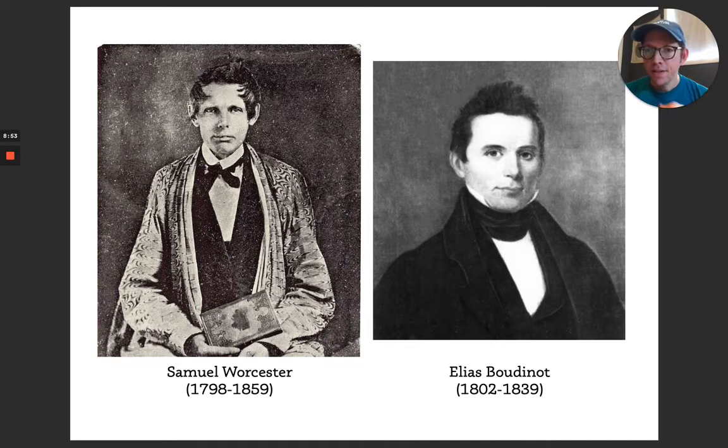This guy on the right is Elias Boudinot. He's a Cherokee man who was selected in 1828 by the General Council of the Cherokee Nation to be the editor of a newspaper that was to be printed. Hold on, I'm trying to find my slides here.